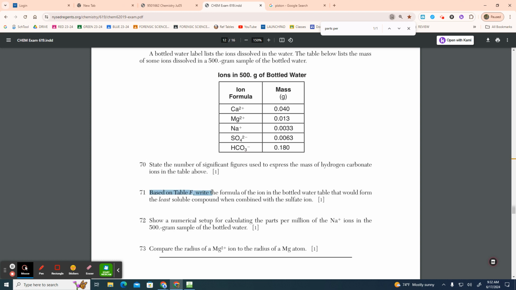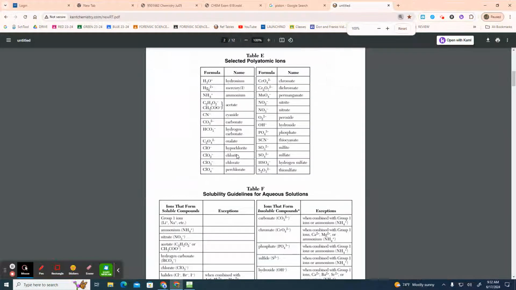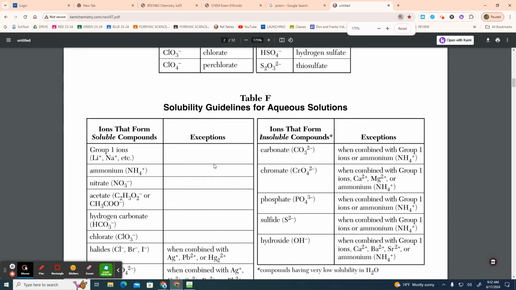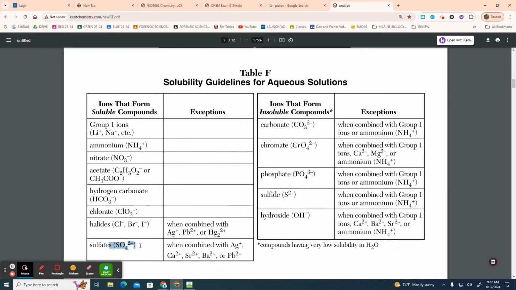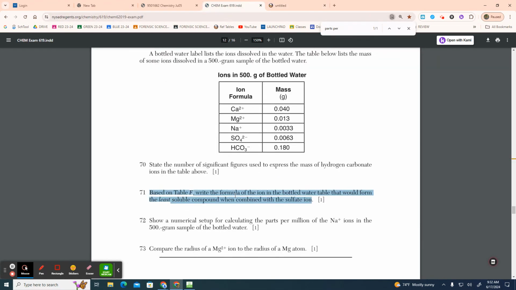Based on Table F, write the formula for the ion in the bottled water that would form the least soluble compound when combined with a sulfate ion. So let's break out Table F. Find Table F. Let's find the sulfate ion. Which ion would form the least soluble compound?